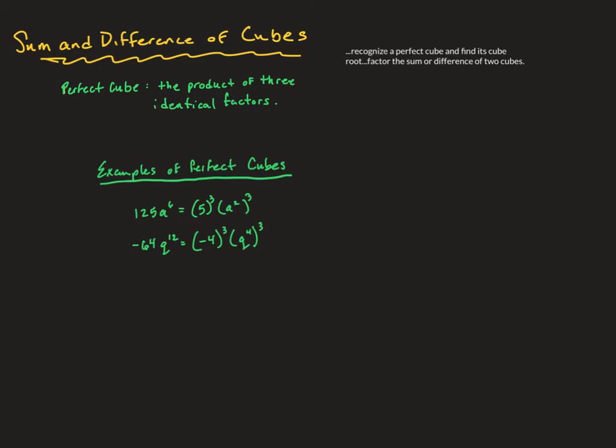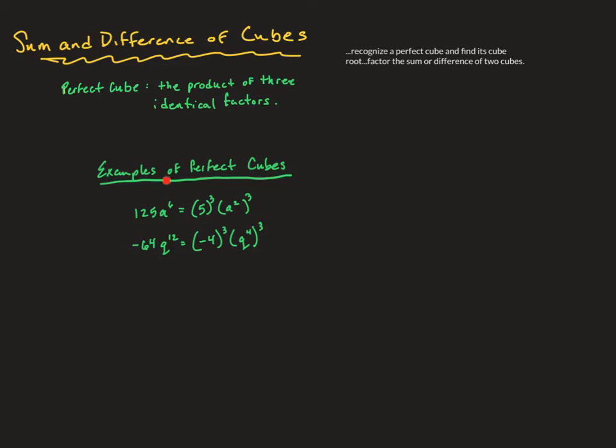Working with polynomials and continuing to work with polynomials, we will start to see some patterns that develop, and in doing so, we'll see the sum and difference of cubes. We want to be able to recognize a perfect cube and find its cube root, and then, of course, factor the sum or difference of two cubes. Now, a perfect cube is the product of three identical factors.